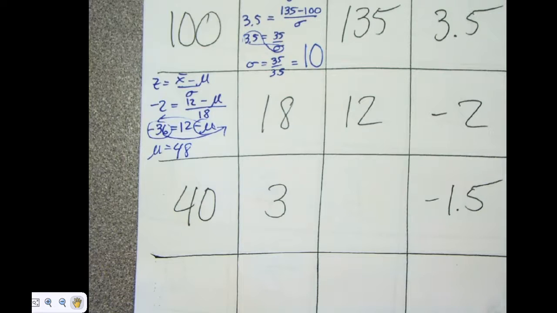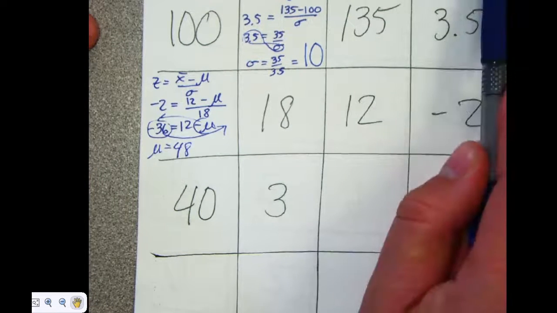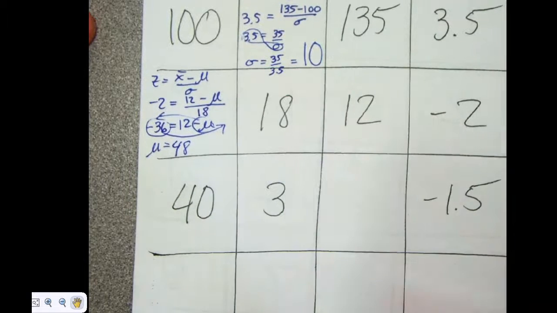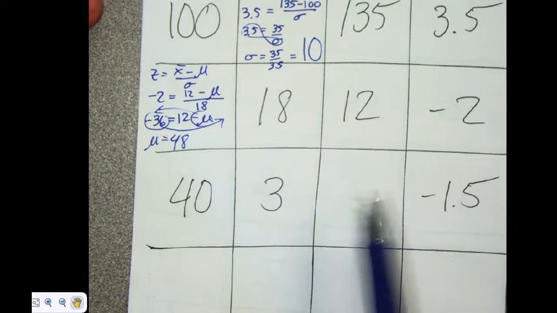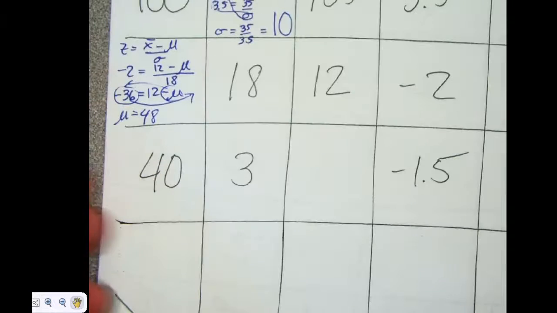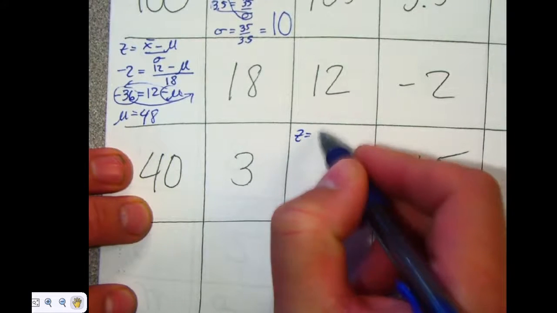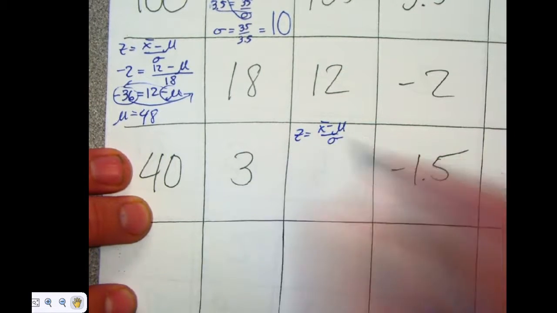Question on the third one. So there's 6 blanks. I'm going to try to go through one of each type, and then give you time to do the rest. So here I left the z-score blank. We did that. Here I left sigma blank. We did that. Here I left mu blank. We did that. This one I left x bar blank. So start with the formula. Plug in what you know.